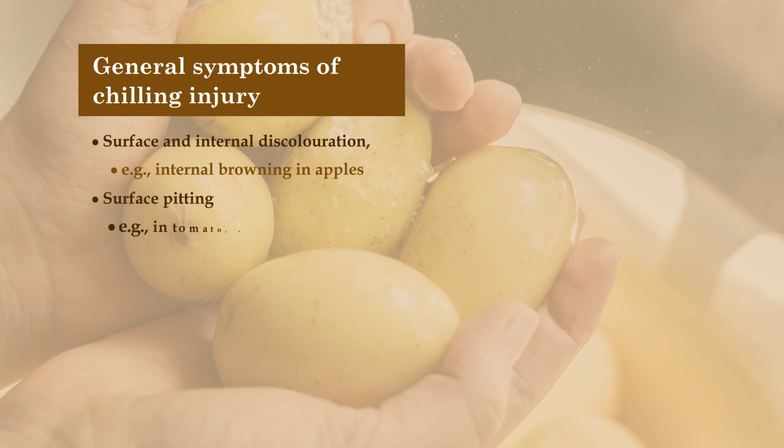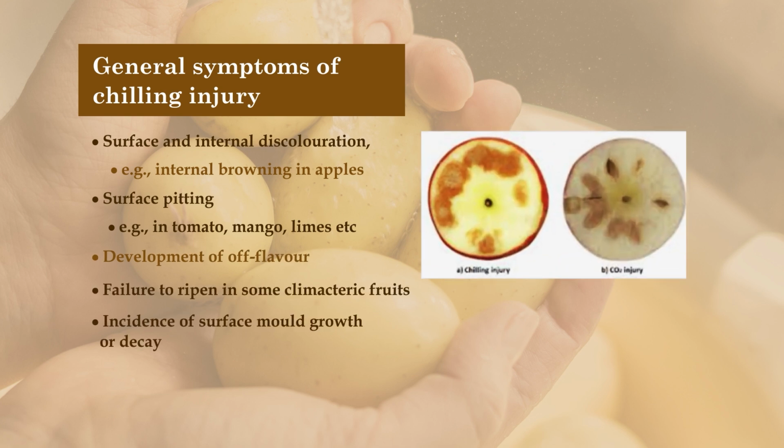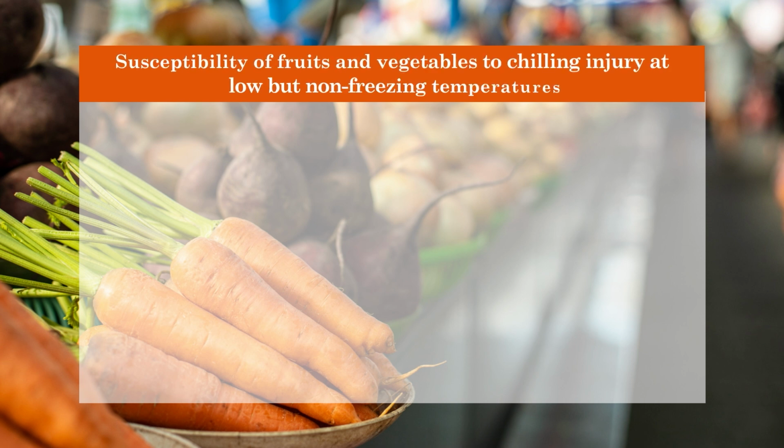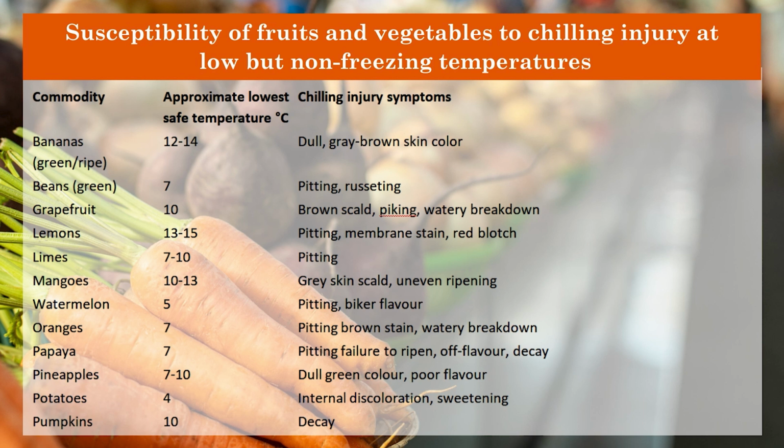General symptoms which could be seen in chilling injury are on the surface, like here in the case of apple. There could be surface pitting, mostly in a commodity like tomato. Development of off flavors could be there. Failure of ripening could be there in some of the fruits if there is very high disturbance in the temperatures, when temperature abuse is of high grade. Incidences of surface mold growth may also be seen a little later, after a decay. Here the susceptibility of different fruit is shown. Learners can take a pause on this particular table, look into the kind of generalized changes we have discussed, and note them.